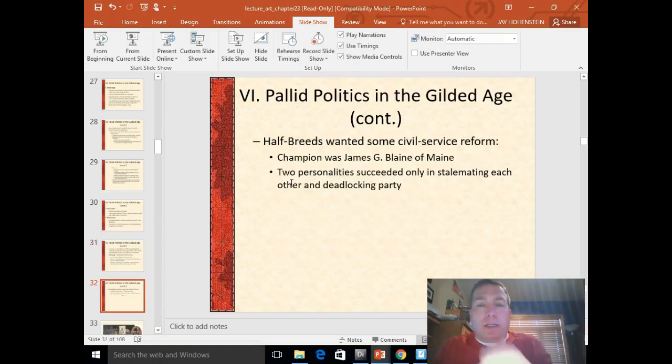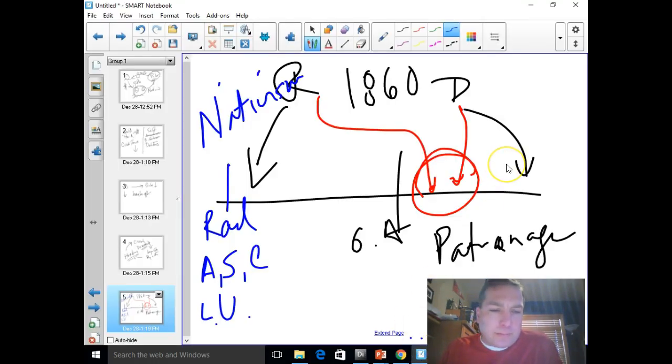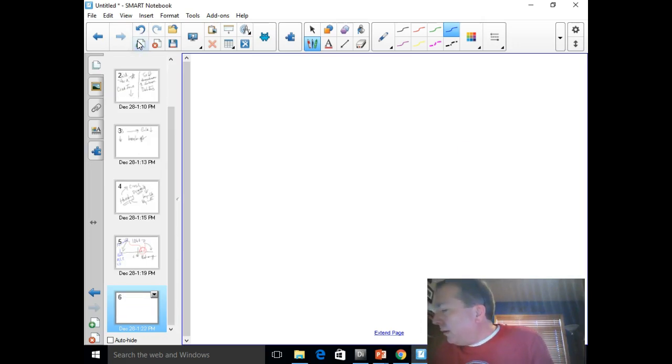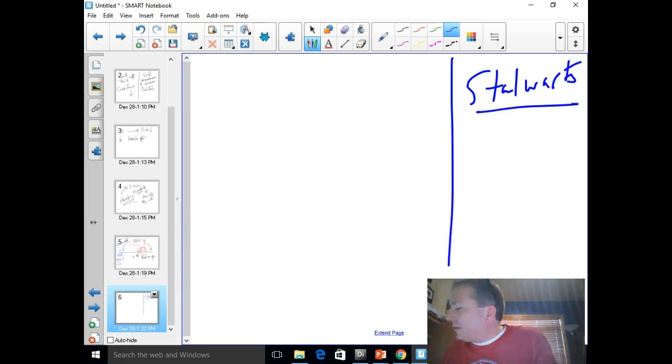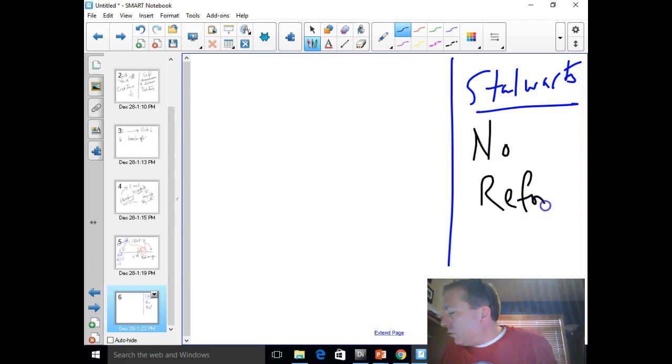So let me give you three different groups of individuals that we want to notice when we're talking about our political machines. One of the groups that we want to notice when it comes to change is going to be our stalwarts. A stalwart is somebody who is unchanging in their views. And so a stalwart is going to be a Republican who wants no reform.